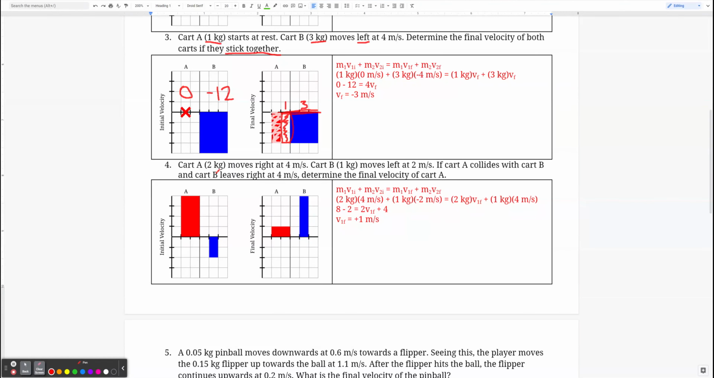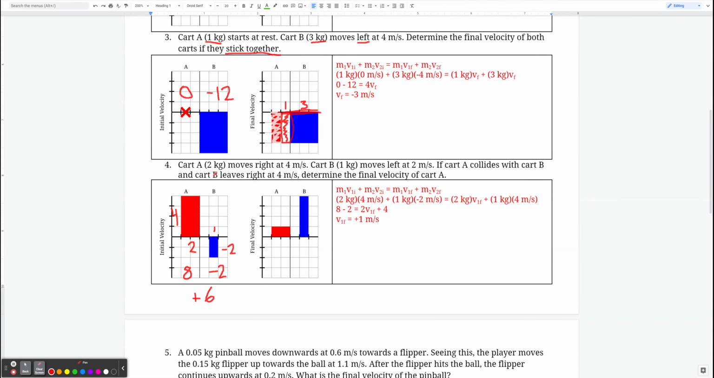Number 4, cart A is 2 kilograms. It's moving right at 4 meters per second. So there we go, 2 wide, positive 4 tall. Cart B moves left at 2 meters per second, and it's 1 kilogram. So that's why it's 1 by negative 2. So our total momentum is positive 8 plus negative 2 for a total of positive 6 at the beginning here. So that means my final momentum needs to be positive 6, the total momentum.